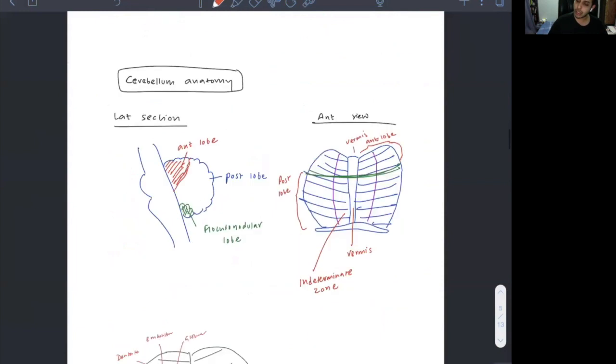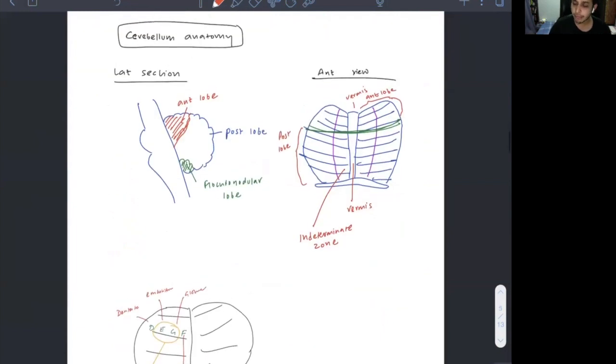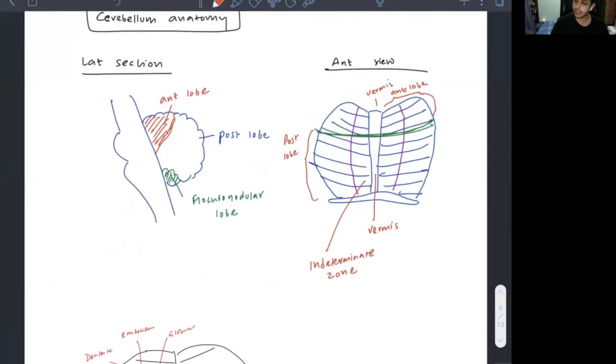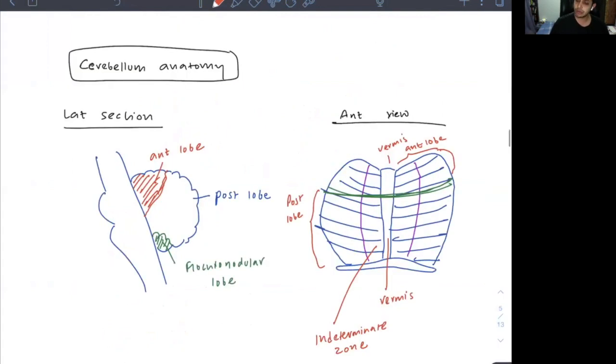So now we shall look at the anatomy for a bit. So I've already drawn this and kept. So this is your brainstem here.